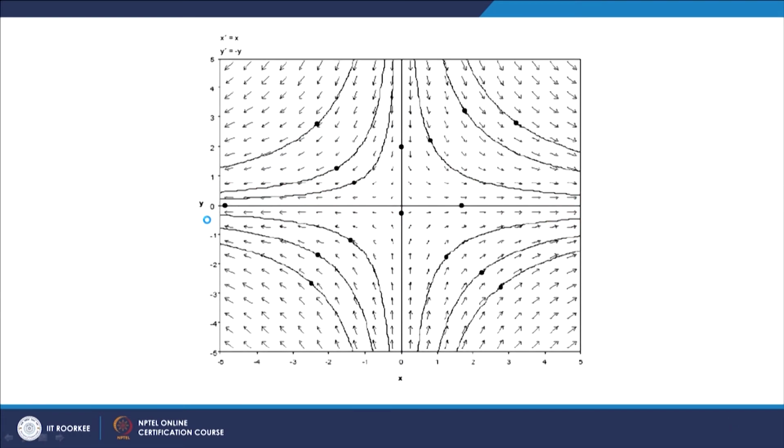You can see here the 2 half line paths: this is a half line path, this is another half line path, the other side of the half line path, and this is one half line path, and this is another half line path, and these are non-rectilinear paths which become asymptotic to the 2 half line paths, this one and this one, as t goes to plus infinity or minus infinity. Now, here then 0 0 is a saddle point and it is unstable.